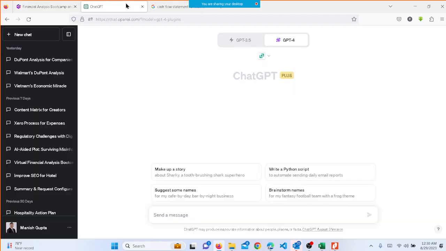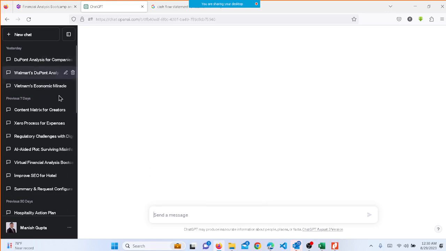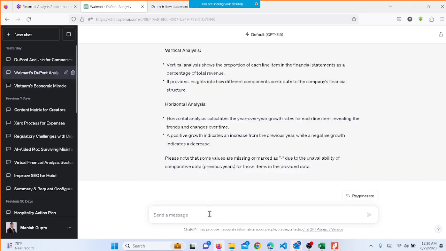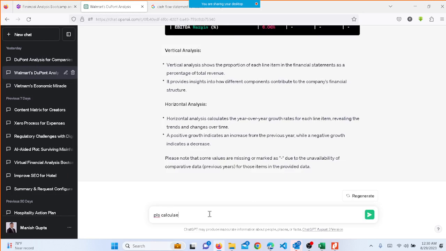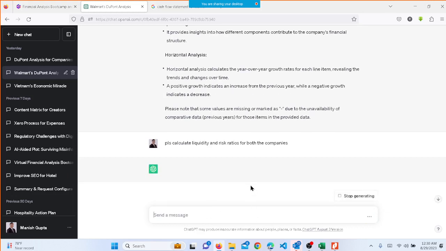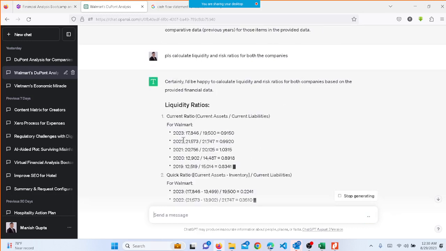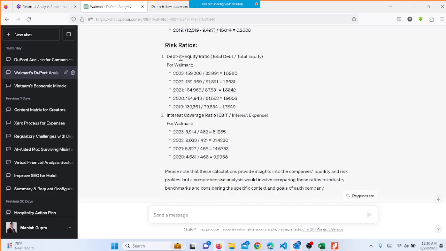So we can use AI to help check whether we can calculate this. Let's say we give it the prompt: please calculate liquidity and risk ratios for both the companies. So it can calculate risk ratios. You see, it can calculate the current ratio, quick ratio, debt to equity ratio, and interest coverage ratio, which is called the debt service ratio. It can calculate everything.